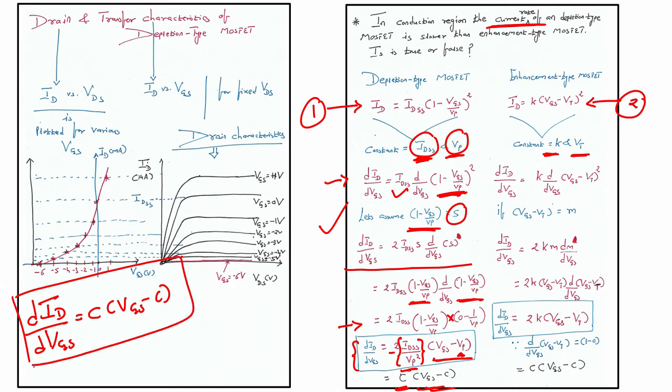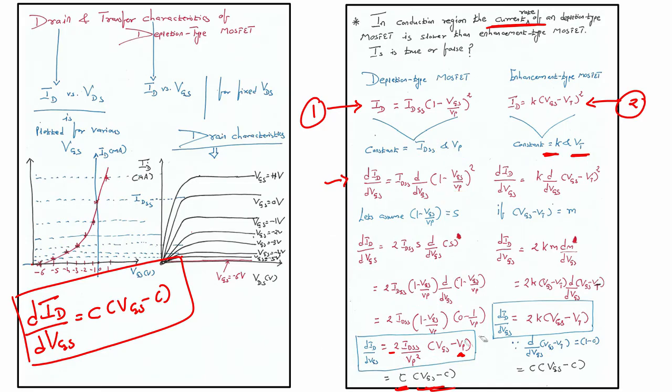This is my equation for the depletion type MOSFET, and that too in the conduction region, the rate of change of current. Now, I have to see how the rate of change of current occurs in the enhancement type MOSFET. So, let us consider the right side of the slide, the second half, that is equation number 2. We will just consider this particular side, all right.